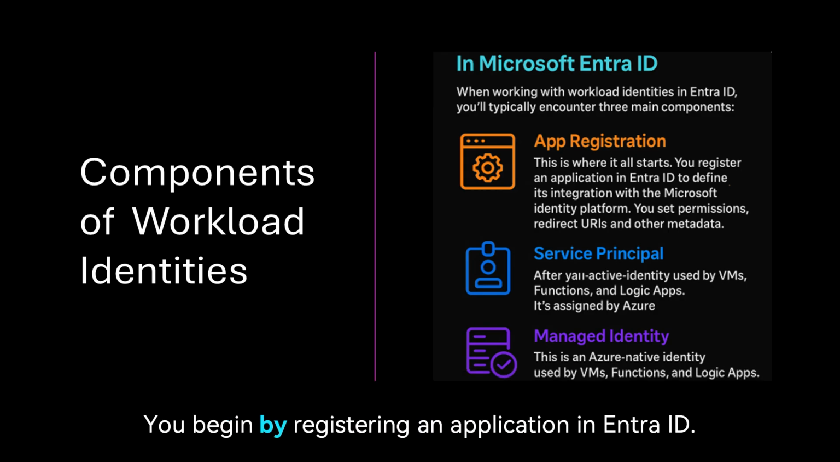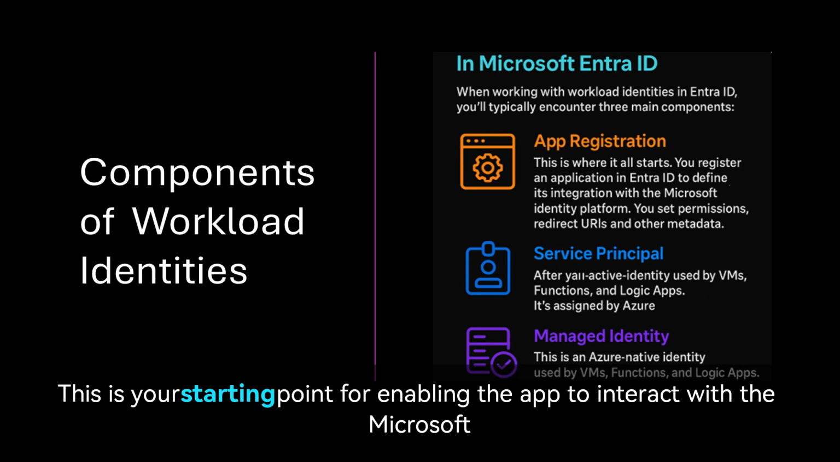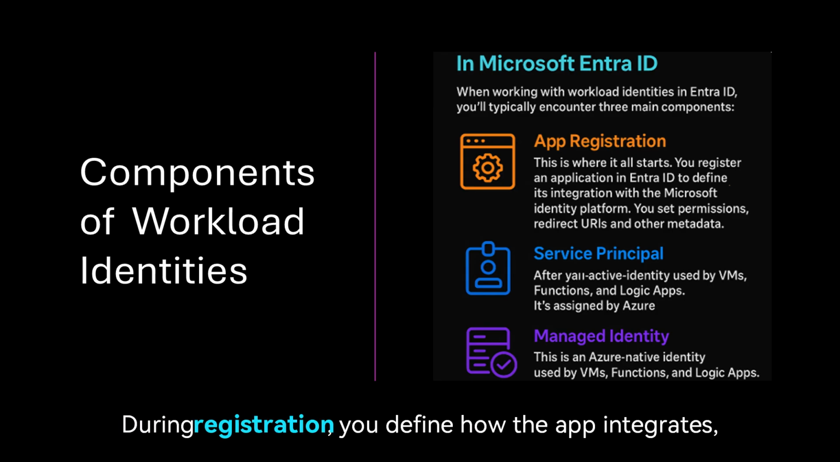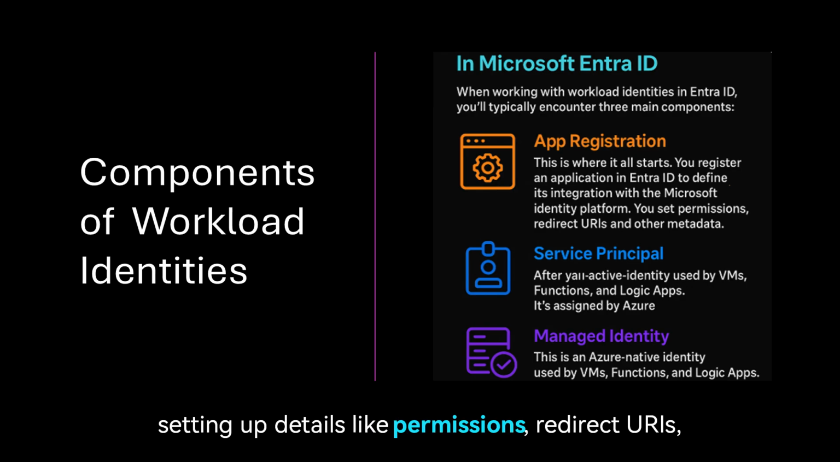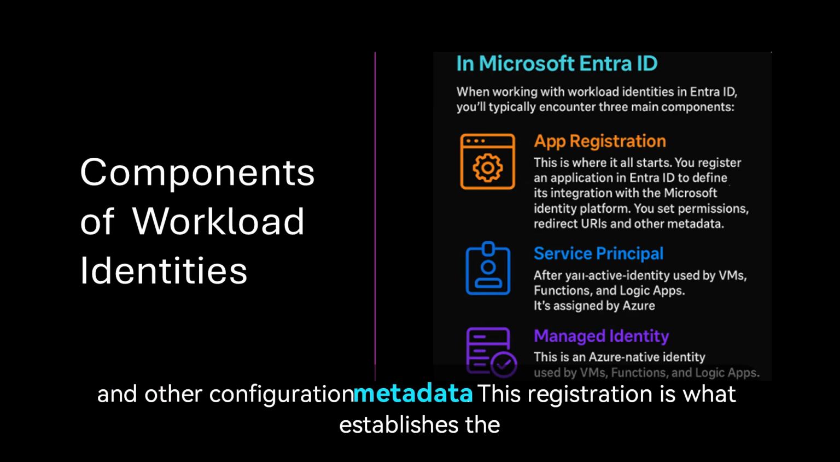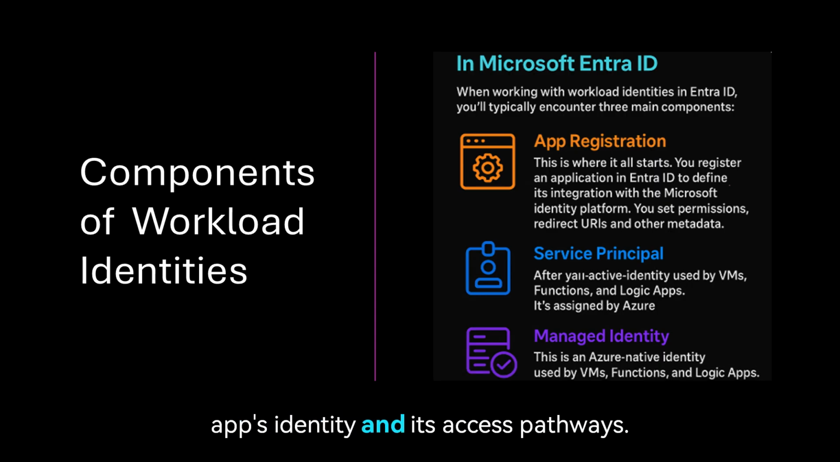You begin by registering an application in Entra ID. This is your starting point for enabling the app to interact with the Microsoft Identity Platform. During registration, you define how the app integrates, setting up details like permissions, redirect URIs, and other configuration metadata. This registration is what establishes the app's identity and its access pathways.